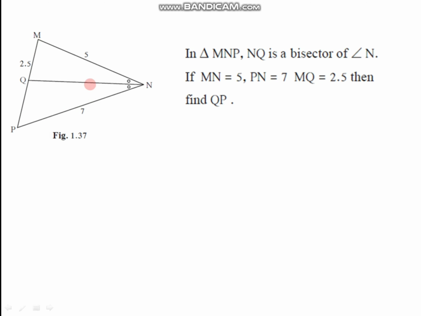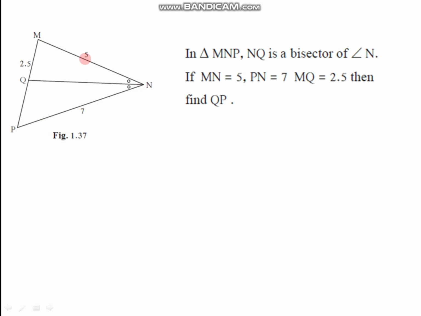Now as this is the triangle given, we have the angle bisector property, and the property is if there is a triangle given and there is angle bisector of one of the angles of a triangle, then that angle divides side opposite to them in the proportion of remaining two sides. So here the angle bisector of angle N is given. So side opposite to angle N is MP. So this ray divides this side in the proportion of remaining two sides. So the remaining two sides of this triangle are MN and NP.